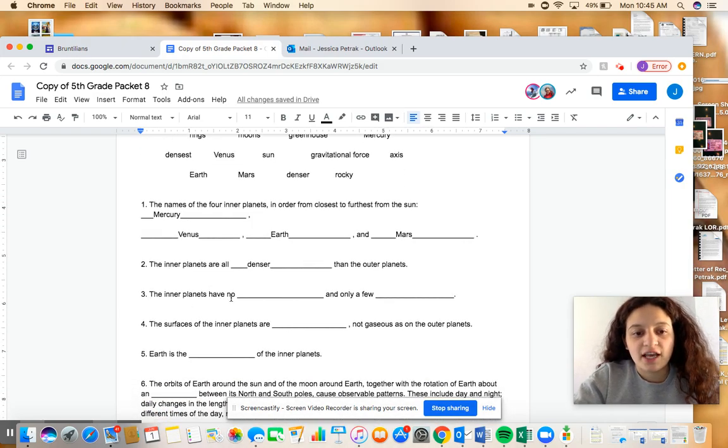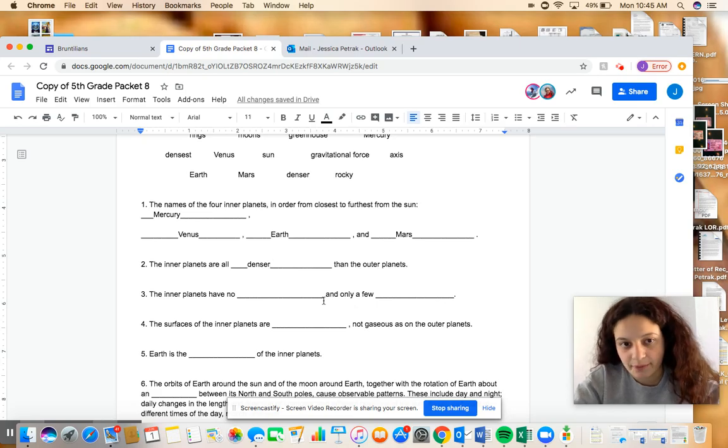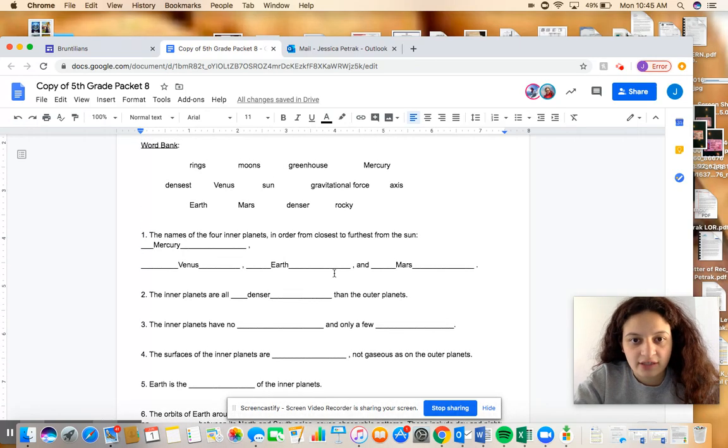The inner planets have no blank and only a few blank. So again, I'm just looking. The inner planets have no rocky. No, that doesn't make sense. The inner planets have no moons. Well, Earth is one of the inner planets, and we have a moon. So what about rings? The inner planets have no rings.